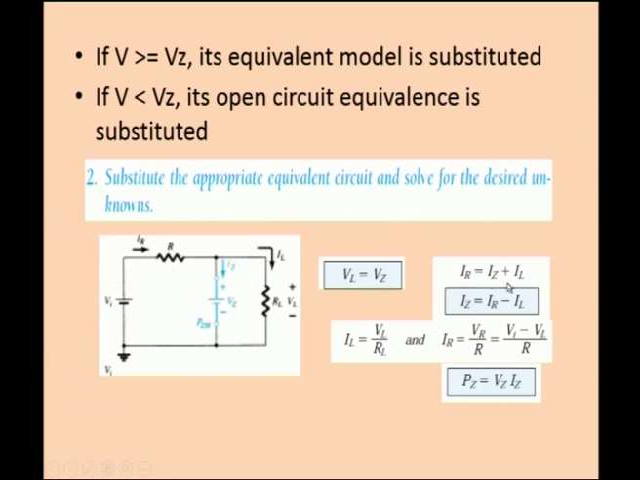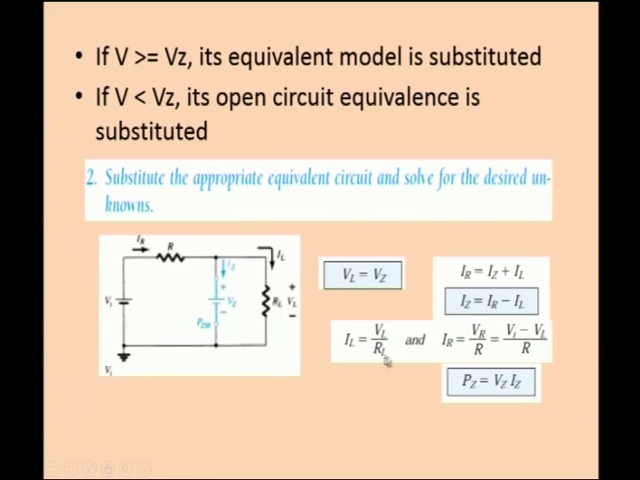From Kirchhoff's current law we have the equation IR equals IZ plus IL. Take this as a node. Kirchhoff's current law states that the sum of the currents flowing towards the node is equal to the sum of the currents flowing away from it. Only one current, IR, flows towards the node, and IZ and IL are the two currents flowing away. So IR is equal to IZ plus IL, and IZ is equal to IR minus IL. And what is IL? It is VL by RL.